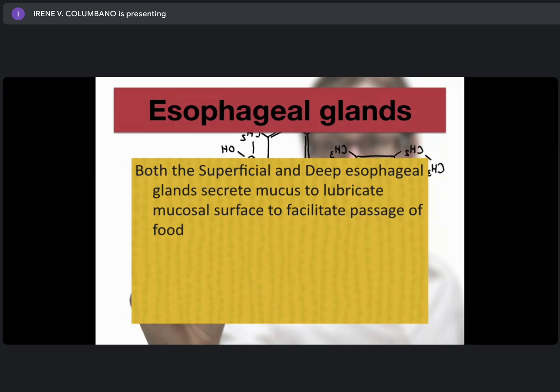Pag itong bolus na to, nakapunta na siya sa stomach, na exposed na sa acid, ano nang tawag sa kanya? Yes, Castillo. Chyme po. Very good, no? So, chyme naman na ang tawag sa kanya. So, i-breakdown pa siya ng mga acid sa stomach natin.